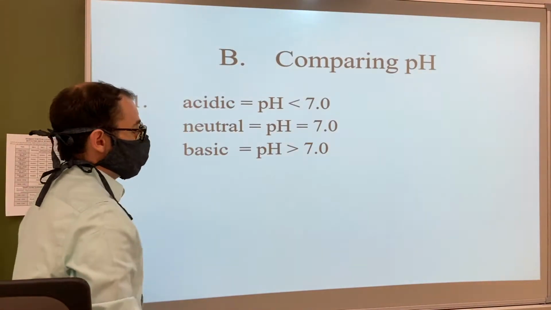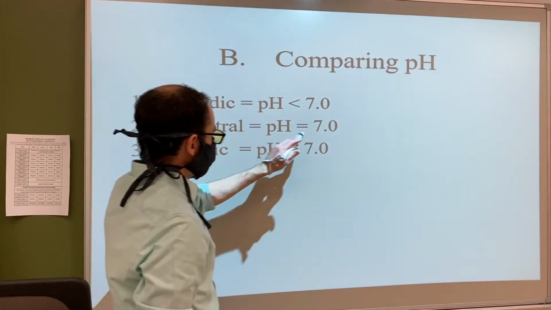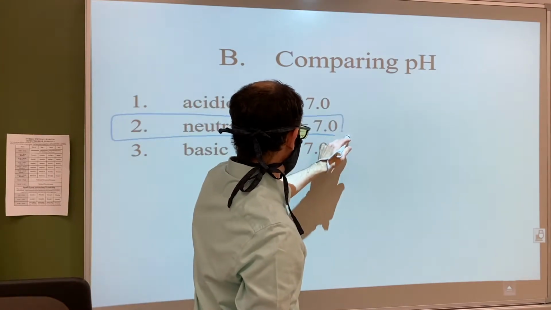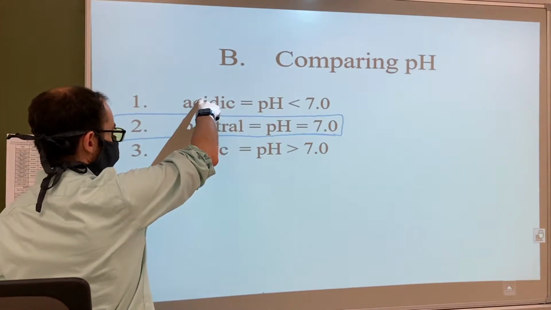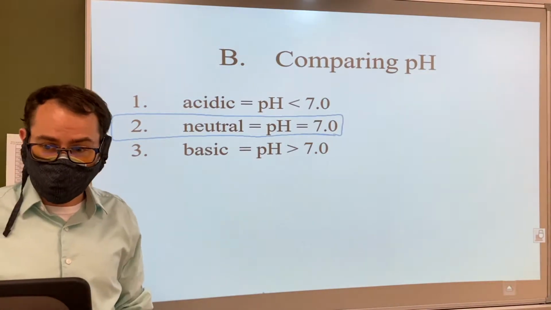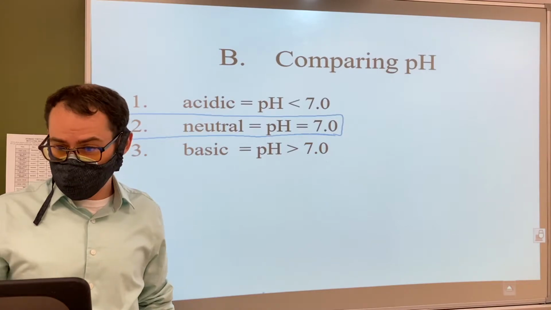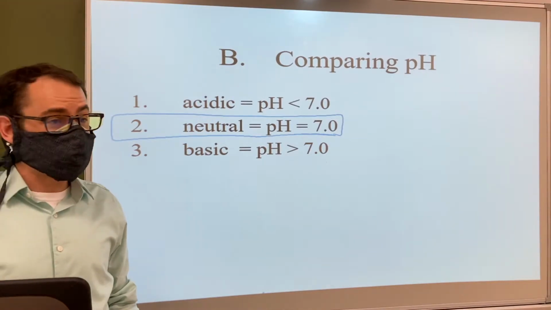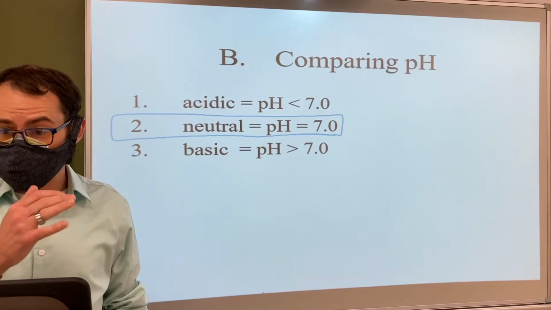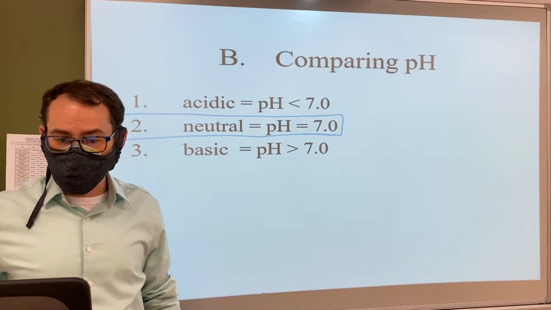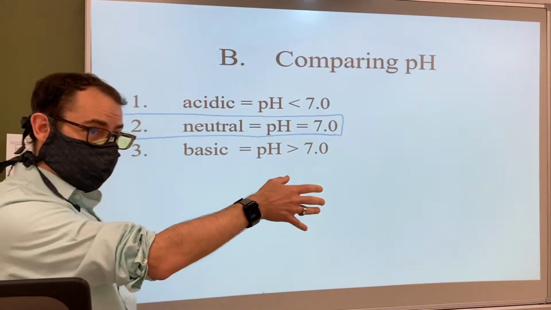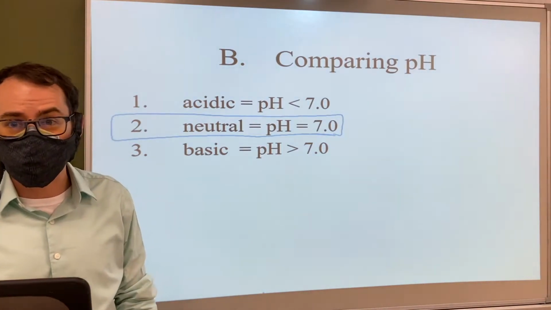Okay, so this is what I mentioned before. 7 is neutral. Less than 7 is acidic, and then greater than 7 is basic. So that's kind of our scale for the pH. And it could be like 7.001, that's going to be basic. Or 6.999, that's going to be acidic. It's very rare that you'll get something that's exactly 7. If we measured the water from the tap, it wouldn't be 7, it would be something different, which is fine.